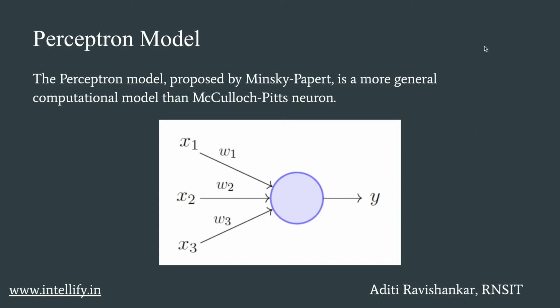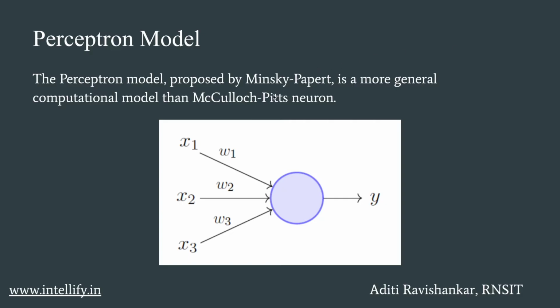Perceptron model. Frank Rosenblatt, an American psychologist, proposed the classical perceptron model in 1958. Further refined and carefully analyzed by Minsky and Papert in 1969, their model is referred to as the perceptron model.